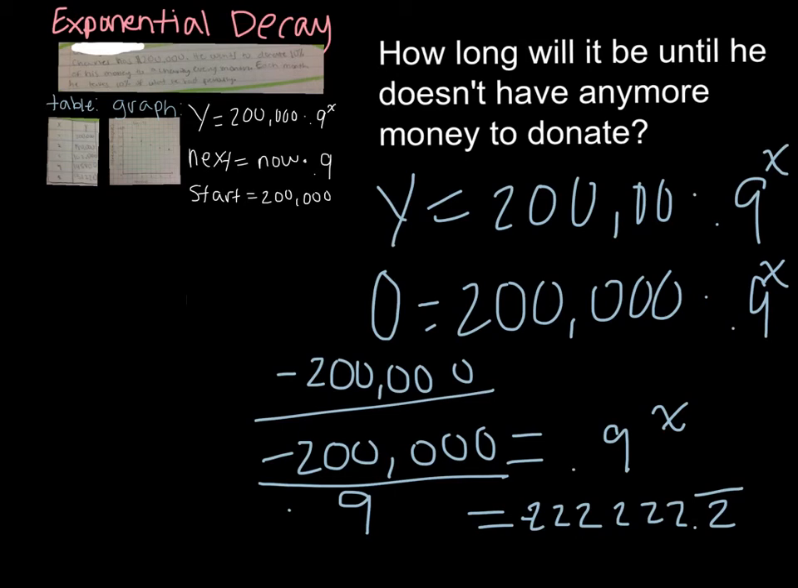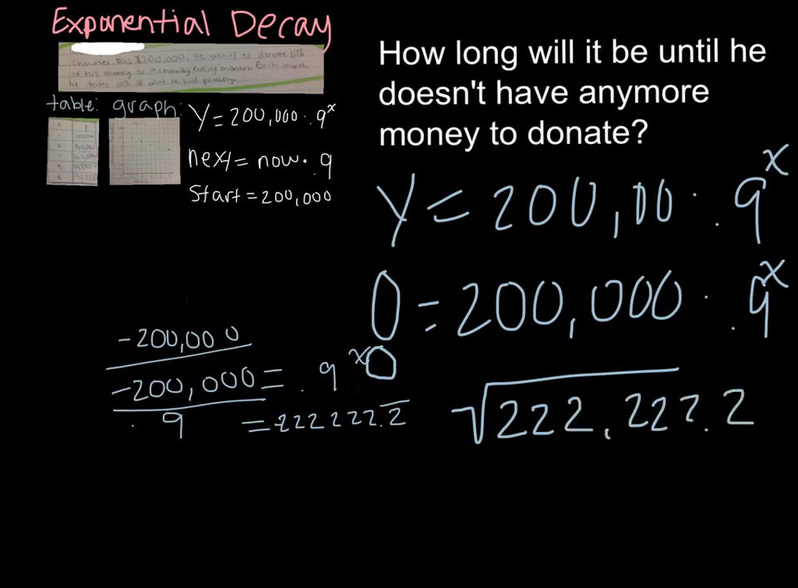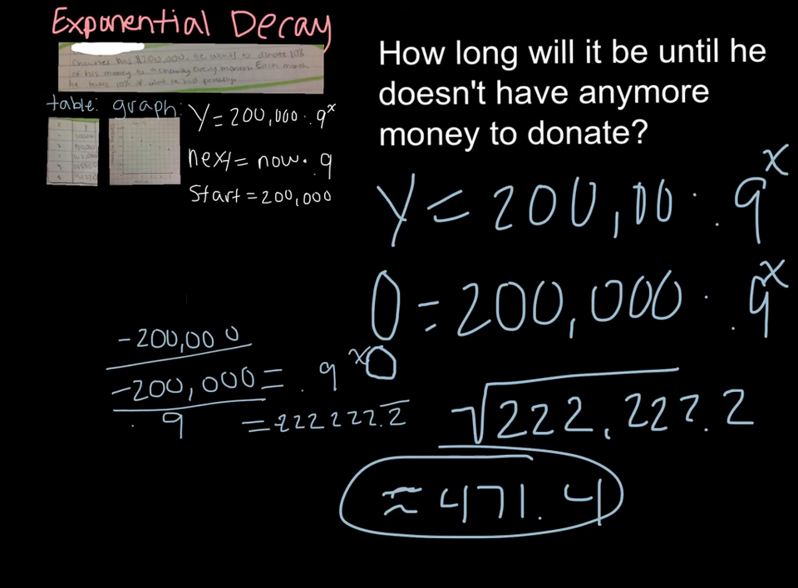222,222.2 repeating. After doing that, we want to find the square root of the previously found number because we have x left. So that'd be the square root of 222,222.2, and the square root of that is about 471.4. So it will take this amount of months for him to run out of money to donate to the cause.